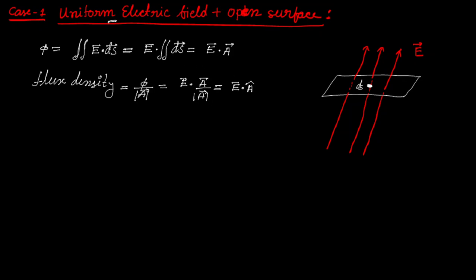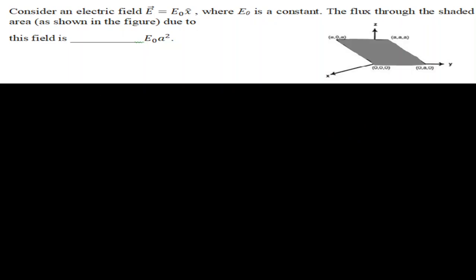So let's solve some problems associated with this case. This is the first question. In this question it is written: consider an electric field E equals E naught x cap, where E naught is a constant. What we have to calculate is the flux through the shaded area as shown in the figure due to this field. So you have to calculate the flux through this surface.